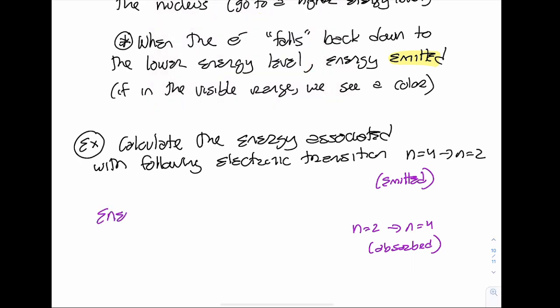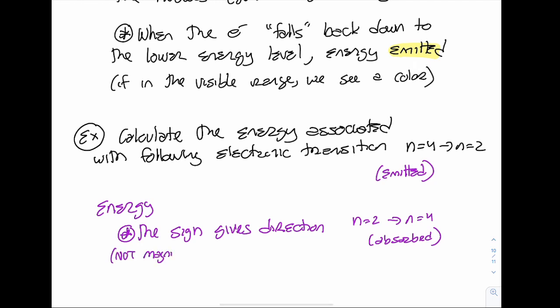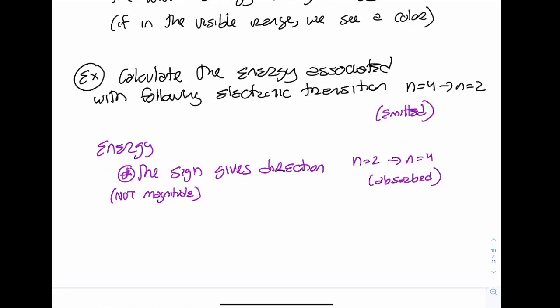So for energy, the sign, because we can't have a negative amount of energy. If you see a negative sign in front of energy, it just means direction. So for energy, the sign gives direction. It doesn't tell us where on the number line it is. Negative 1 and 1 joule are exactly the same amount of energy. Negative 200 joules and a positive 200 joules are exactly the same amount of energy. The negative tells us the direction, not the magnitude. Positive 200 and negative 200 are the same thing when it comes to energy. So the sign gives direction.